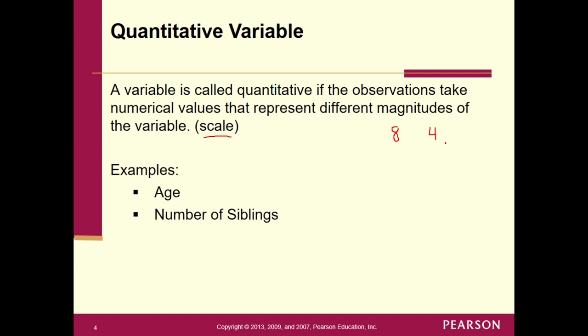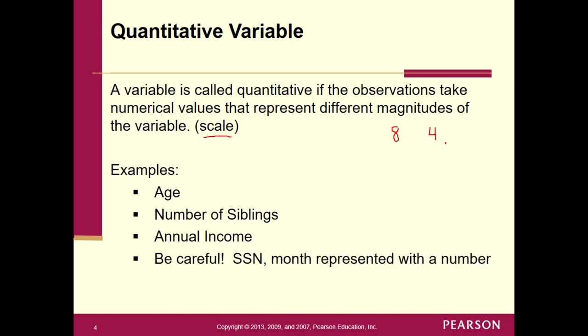And so some examples here: age, number of siblings, annual income. Those are all examples of quantitative variables. Now I got to warn you of something. Pay attention here to the fourth one. I said be careful: Social Security number. All right. So Social Security number.